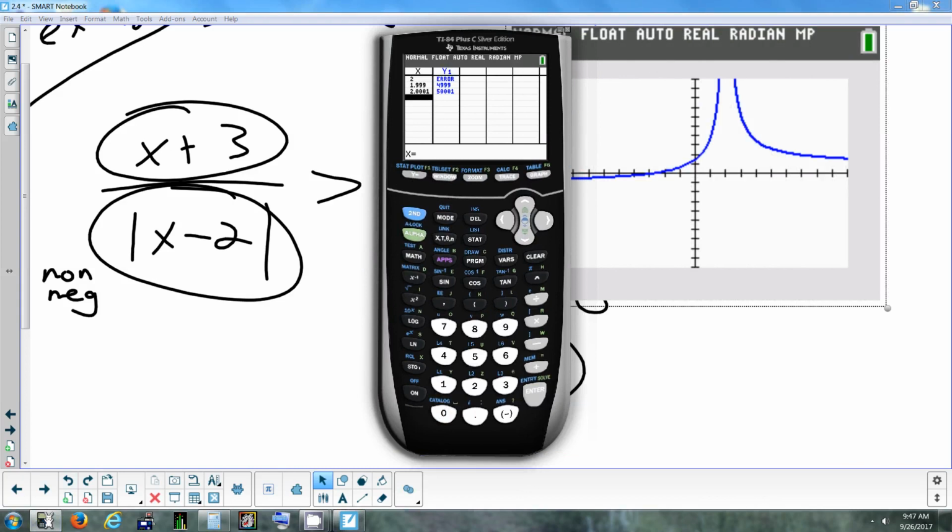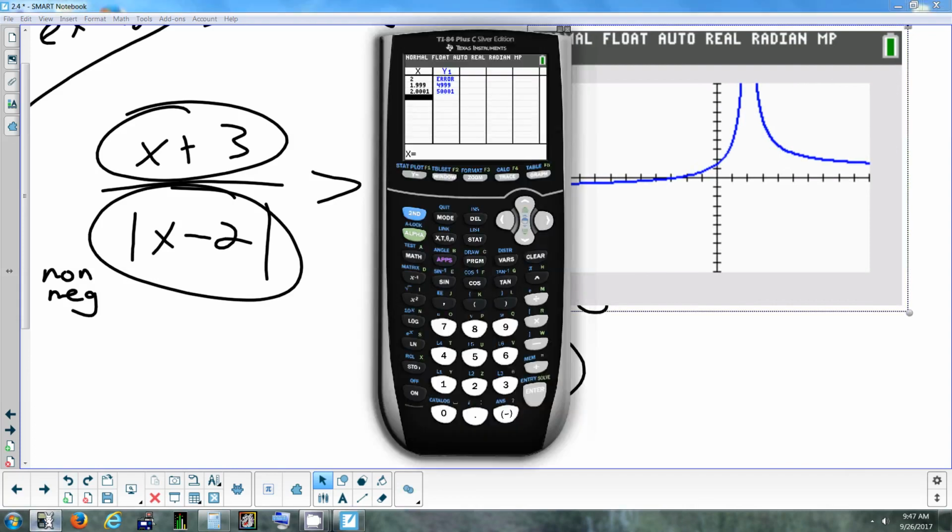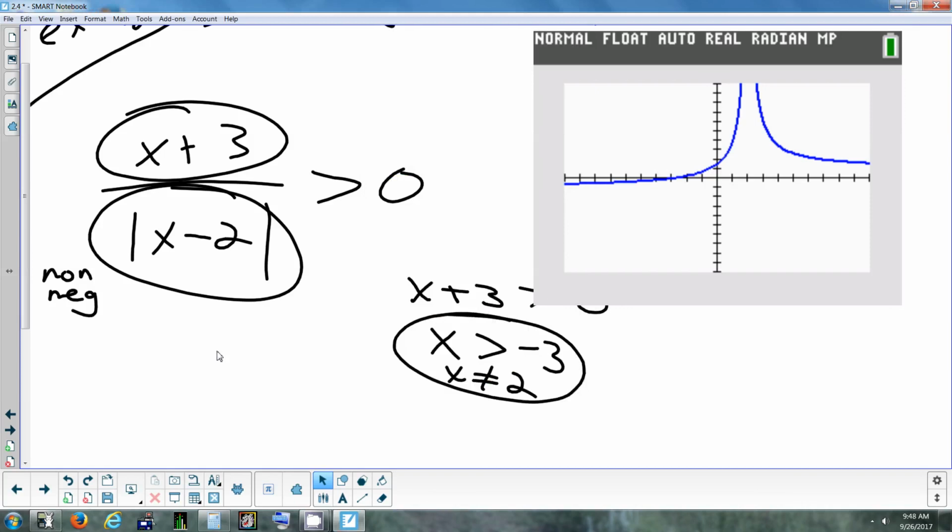There might be a question: does it come back down and ever go back below the x-axis at some point? What I would do is check some big values for x, like 50. Nope, it's still above 0. 500, still above 0. Let's check 99,999, still above 0. So if I've gone all the way out to almost 100,000 on the x-axis and it still hasn't come back down below 0, it's probably not going to. So our graph confirms exactly what we got: everything from -3 and up, not including 2.